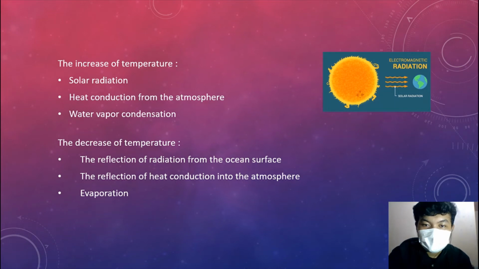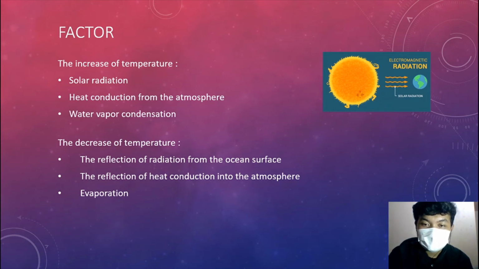And then let's talk about the factors that affect the temperature. There are three factors that affect the increase of temperature. The first is solar radiation. Solar radiation, often called solar resource or just sunlight, is a general term for electromagnetic radiation emitted by the sun. Solar radiation can be captured and turned into useful forms of energy, such as heat and electricity, using a variety of technologies.